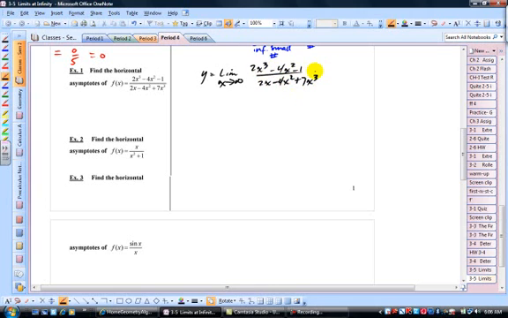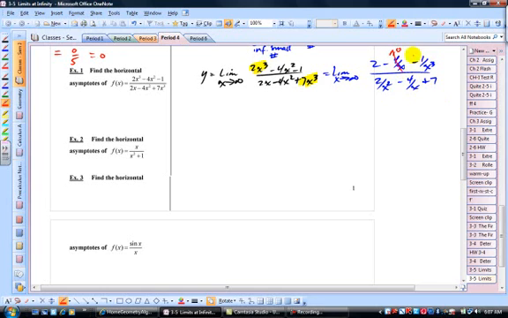Now in this case, you're looking at the highest degree terms here, and that's the 2x cubed and the 7x cubed, so you divide everything by x cubed. And so what you get is the limit as x goes to infinity of (2 minus 4 divided by x minus 1 divided by x cubed) all divided by (2 divided by x squared minus 4 divided by x plus 7). And all the fractions have limits of 0.